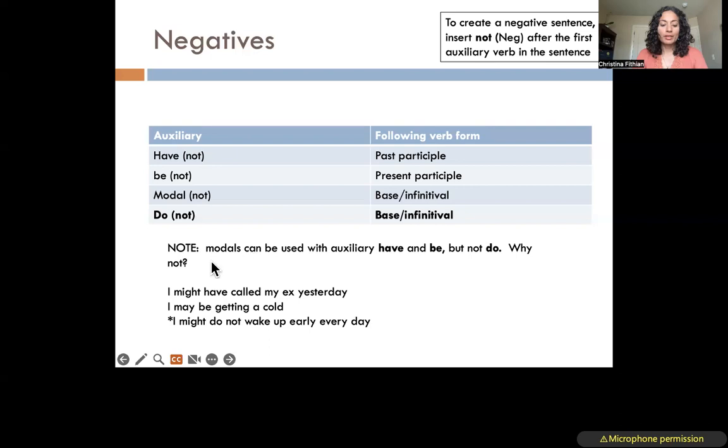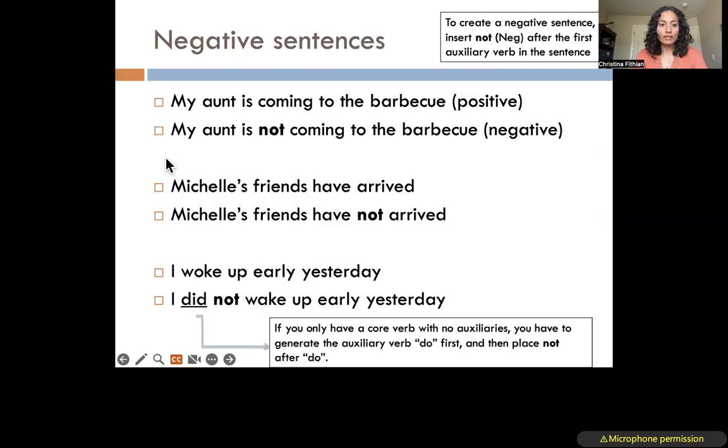So, for example, if we go back to the previous ones, okay, Michelle's friends have arrived. Now we notice that arrived looks like past tense, but it's not. It's in past participle form. When we add not, and we have auxiliary have, the same relationship applies between have and arrive. And so we should see have not arrived, same form as in the previous example.